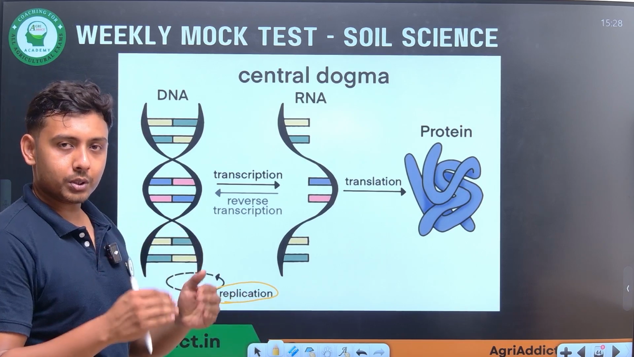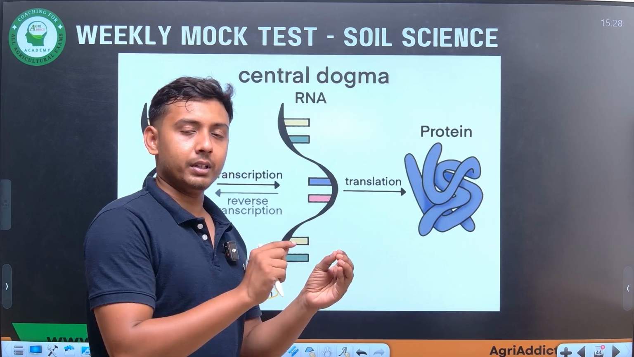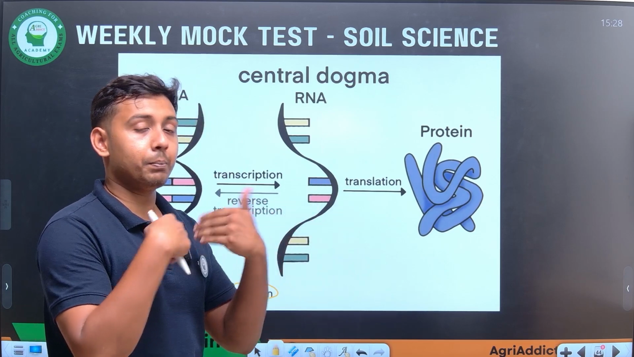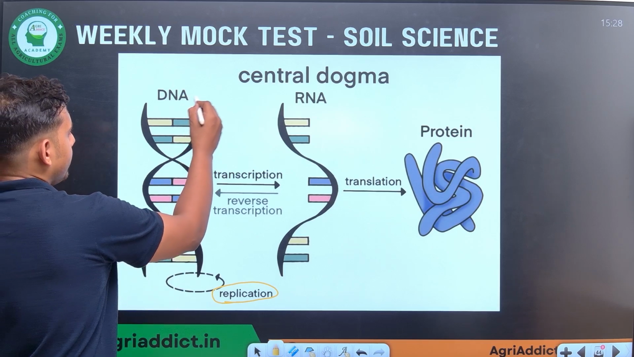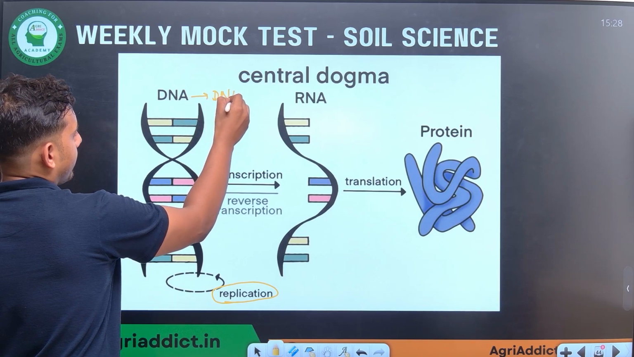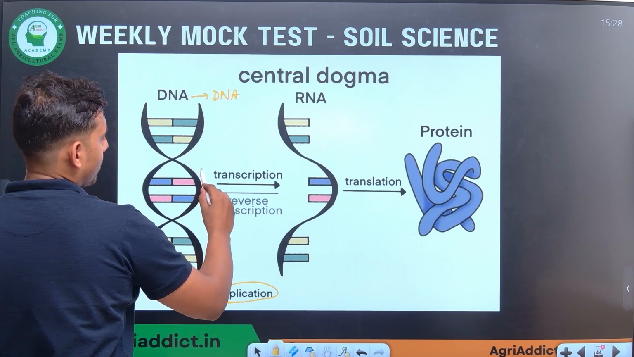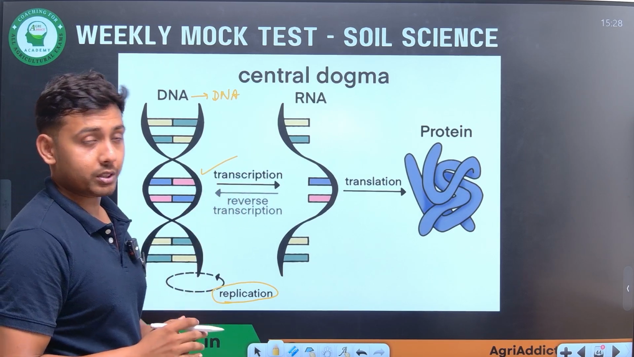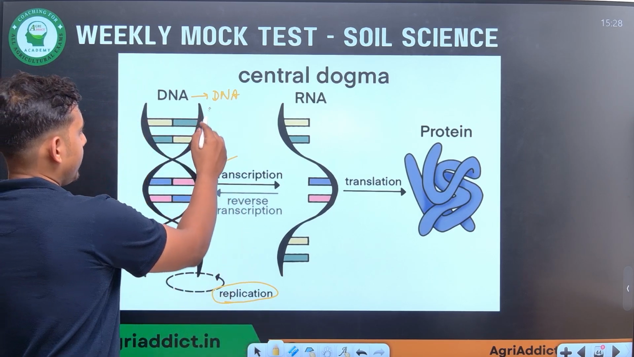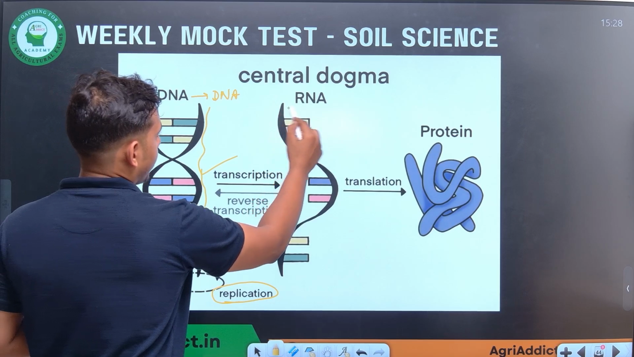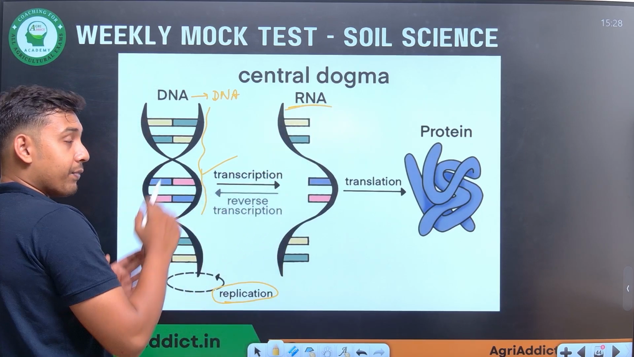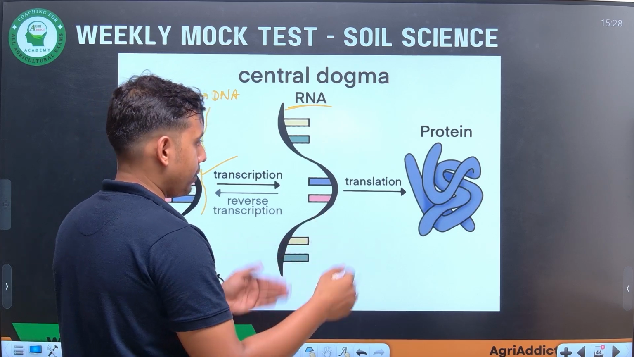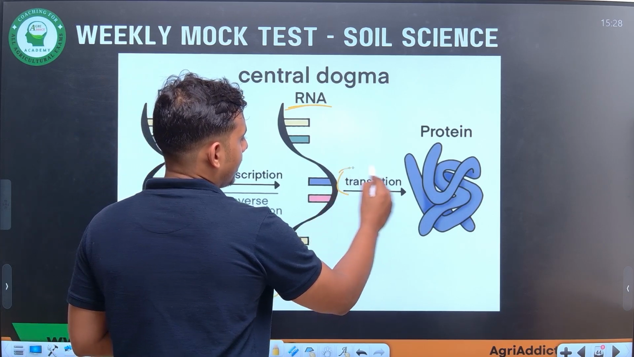Replication means producing more DNAs from the previous DNA. It replicates further. So DNA to DNA is replication. It also goes through the procedure of transcription. Transcription means this DNA will produce this RNA. Okay, this is transcription. And after producing, RNA will participate in the translation.